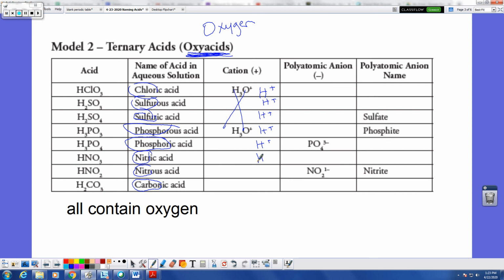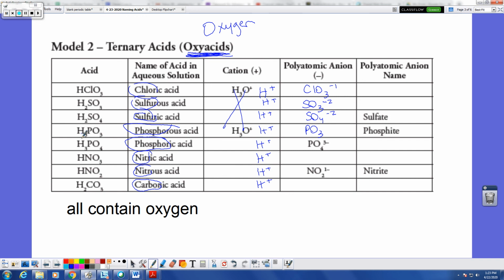These subscripts are also found from crossing down. So the polyatomic ion here would be ClO3 minus 1. SO3, there's a 2 on the hydrogen, so that's going to be minus 2. SO4 would also be minus 2.